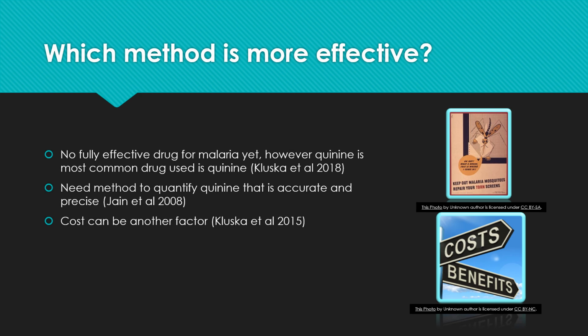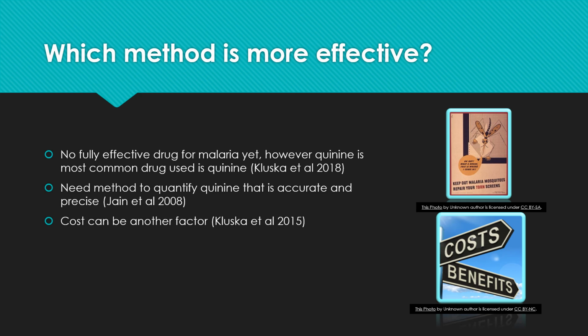So which method is more effective? There is no fully effective drug for malaria yet, however quinine is still the most commonly prescribed anti-malarial drug. Techniques used to quantify quinine need to be extremely precise and accurate to ensure a dose of the drug that is neither too potent or not potent enough.